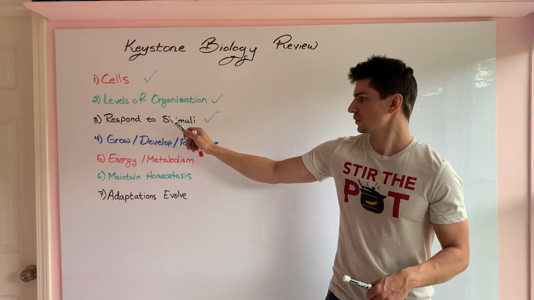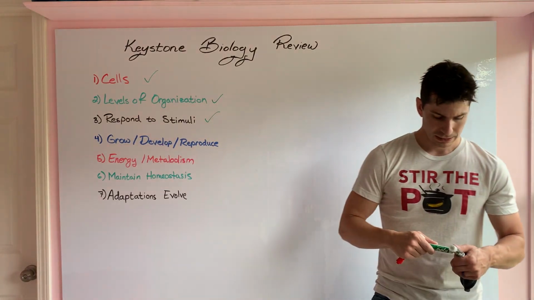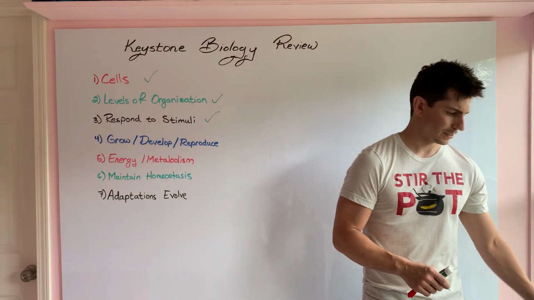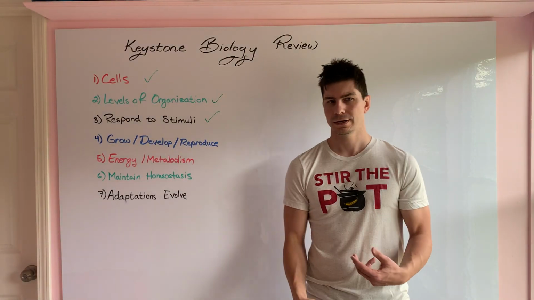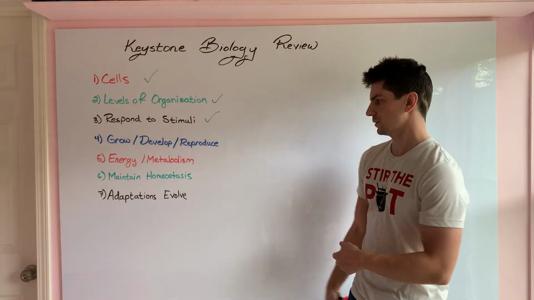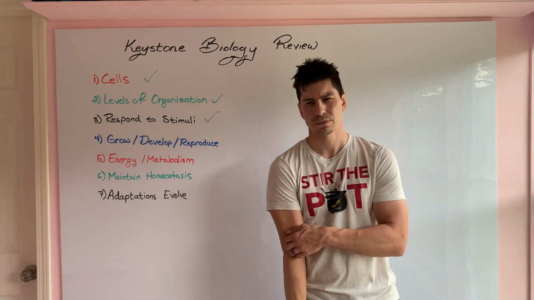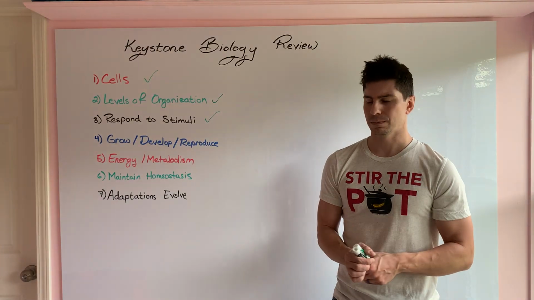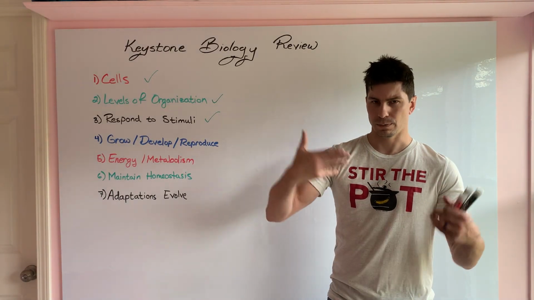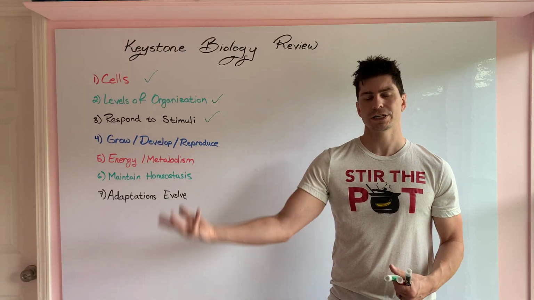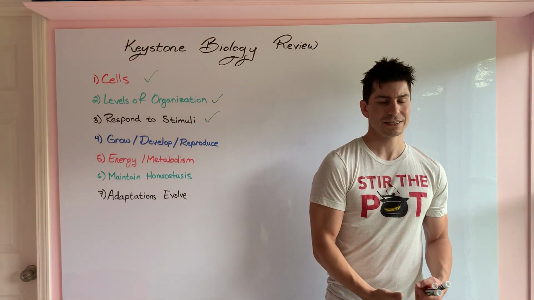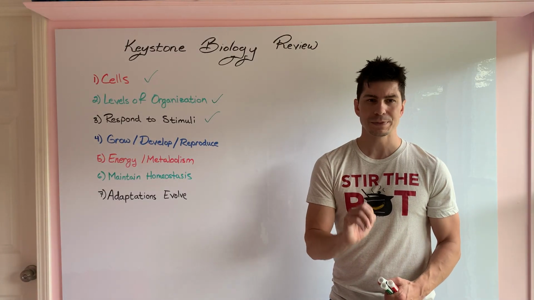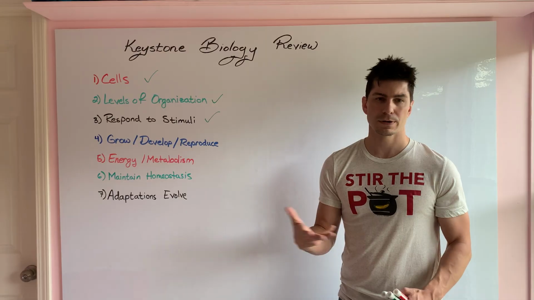Okay, next one, grow, develop, and reproduce. Let's talk about a species for this one. So we know if an organism is living, it can grow, it can develop into a more complex organism. But let's talk about reproduction. So what is a species? Like us, we're Homo sapiens. Homo is our genus name, sapiens is our species name. So most of the time, only members of the same species can mate and reproduce.